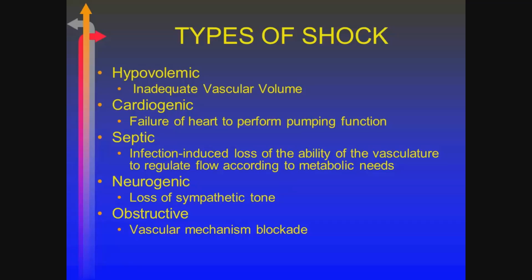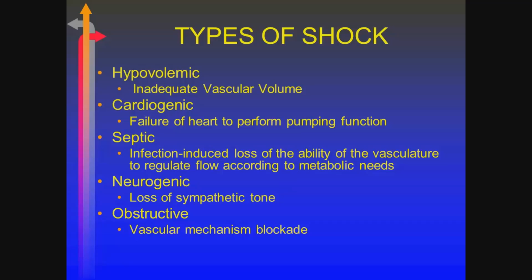Neurogenic shock, which is basically where you lose a sympathetic tone. You have a high fracture of your spinal column, and you basically lose the ability to control blood pressure. And then finally, obstructive shock, where there's some sort of a blockade to pumping function. Most common when you might encounter something like cardiac tamponade, where the pericardial sac becomes filled with fluid and you lose the ability for the ventricle to contract and the atria to fill.